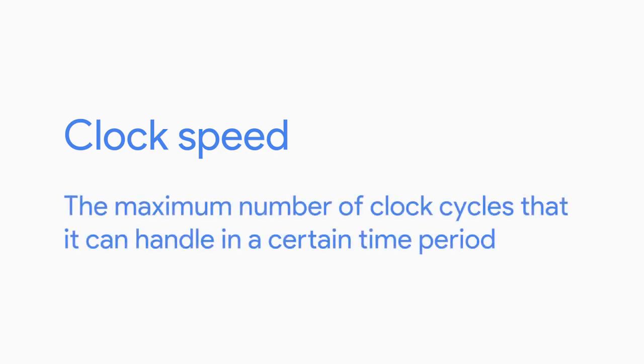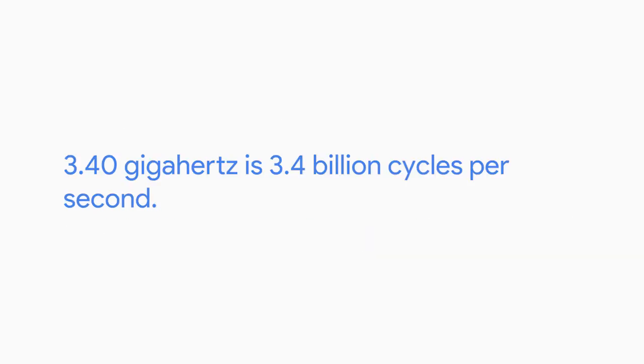If you have lots of data you need to process in a command, you'll need to run lots of clock cycles. Have you ever seen a CPU in the store and it has something labeled 3.4 GHz? This number refers to the clock speed of the CPU, which is the maximum number of clock cycles that it can handle in a certain time period. 3.40 GHz is 3.4 billion cycles per second. That's super fast. But just because it can run at this speed doesn't mean it does. It just means that it can't exceed this number.